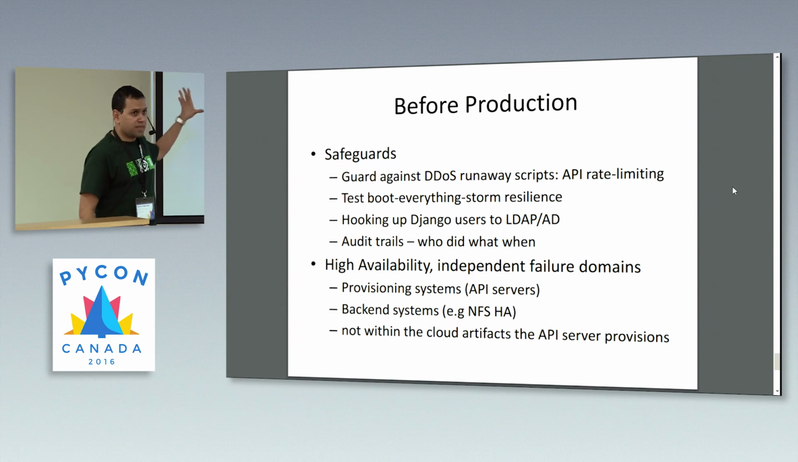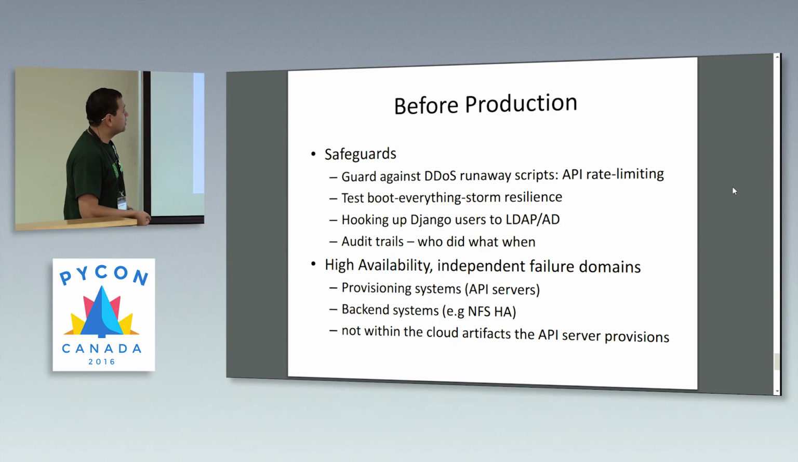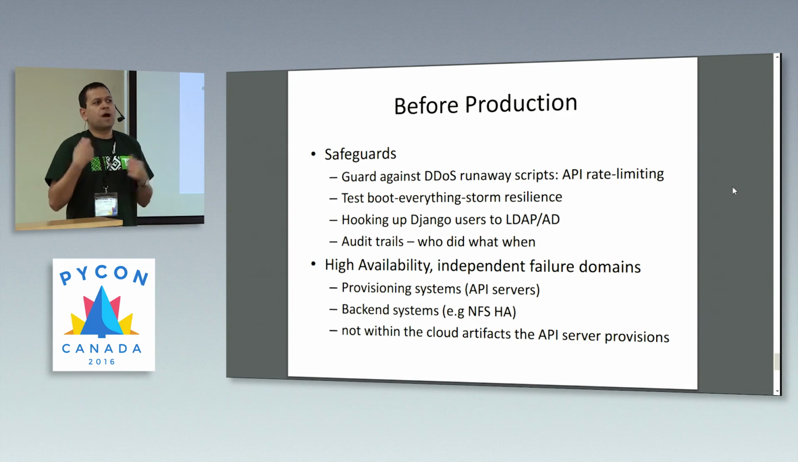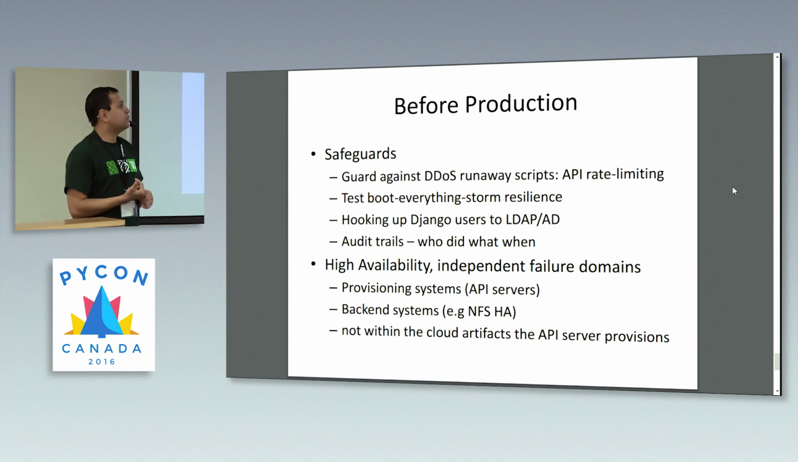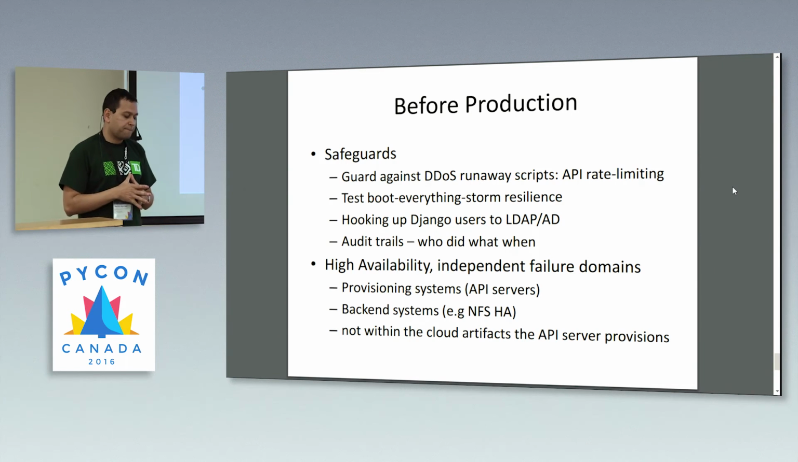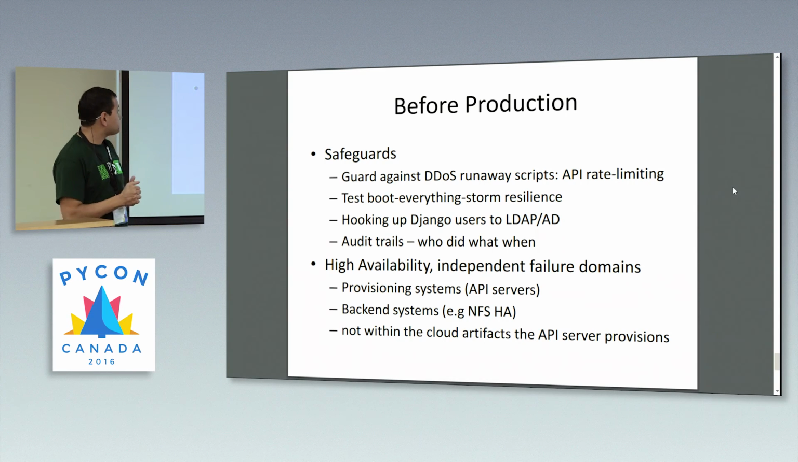I've just made one slide for this. One is safeguards. One of the banes of automation is that scripts can go amok, and this happens more often than not, especially during testing and in your dev environments, for example. So you probably want to do some sort of API rate limiting on your Django application server so that you're not letting someone take control of your server and bring the whole service down.